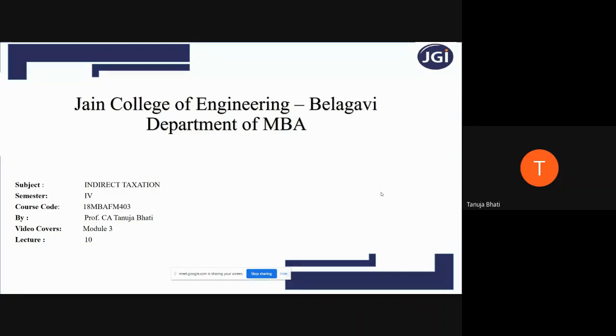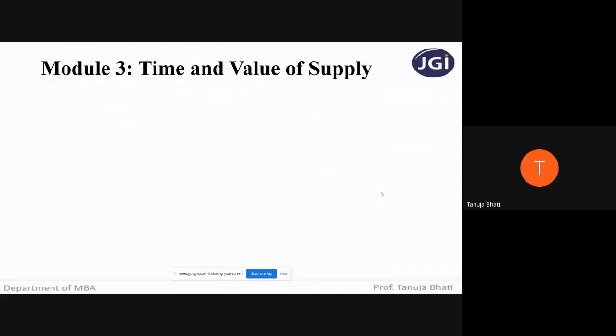Students, welcome to lecture number 10, where we will be seeing module number 3 under the subject Indirect Taxation. So we were dealing with module number 3, which is time and value of supply.